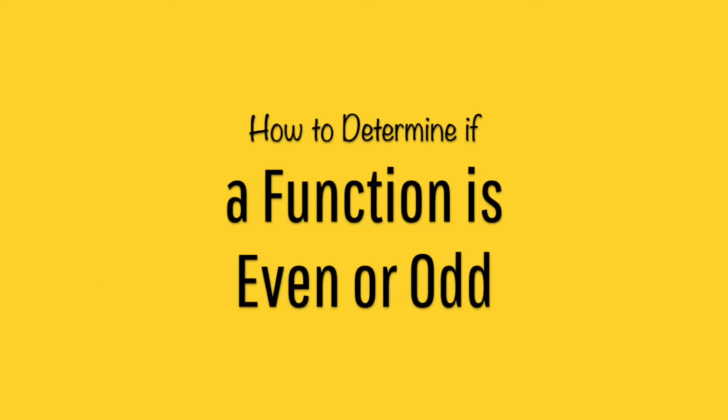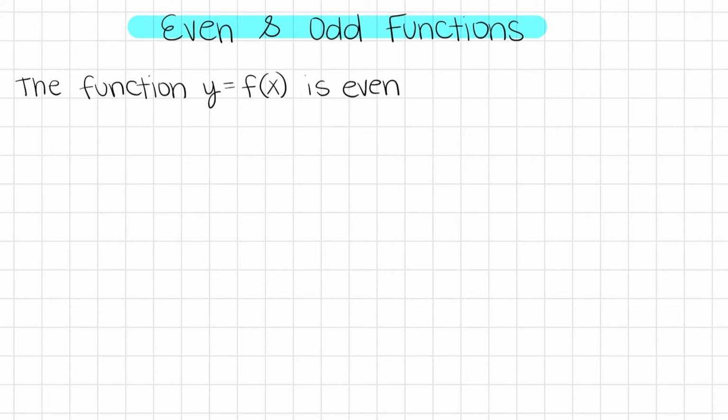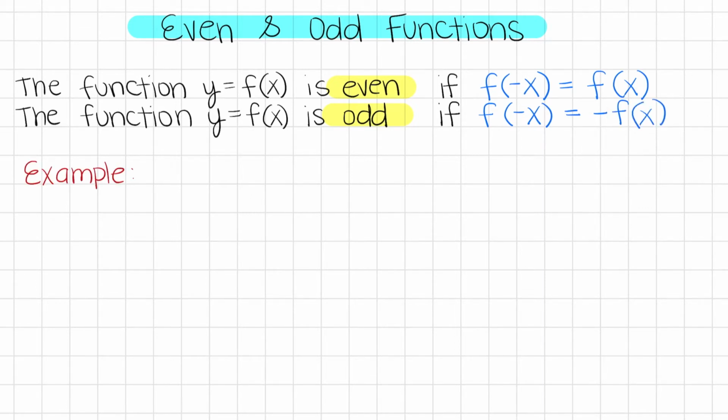In this video, I'm going to show you how to find even and odd functions. The function y equals f of x is even if f of negative x equals f of x. And the function y equals f of x is odd if f of negative x equals negative f of x. Let's try an example so I can show you how that works.